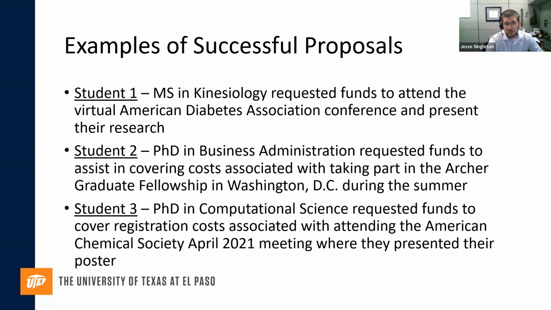Another more traditional example would be in the doctoral program, a PhD student in computational science requesting funds to cover registration associated with attending the American Chemical Society meeting in April, and they were presenting their poster, and that was selected. What is key there is that in each of these selected experiences, there was direct active involvement by the student. They're presenting their research, they're taking part in an internship, they're presenting a poster.